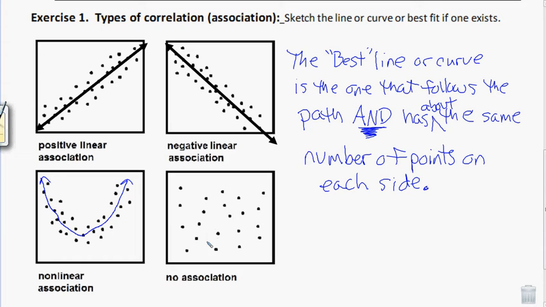This I can't draw anything. I don't know which way it's going. This has no correlation, or in this case it says no association.